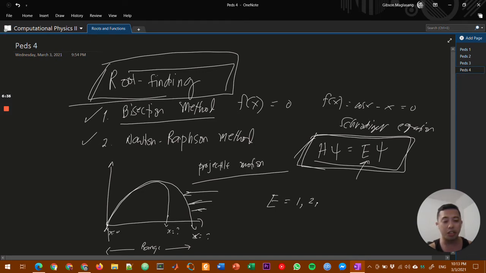You have 1, 2, 3. Dili pwede 1.5, walay 2.5. It's just integer siya. 1, 2, 3, 4, and so on. So this is remarkable based sa ilang pag-calculate. Root finding na siya nga idea. And this energy, energy 1, 2, 3, 4, actually corresponds to the energy level of your hydrogen atom.